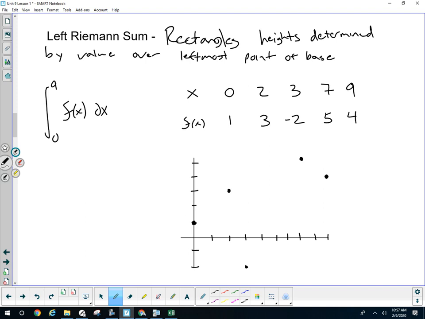Now, we got points at 0, 2, 3, 7, 9. What we're going to do is say, you know what? Our rectangles are going to use those x values as our bases. So my first rectangle is going to have a base from 0 to 2. I like to indicate it on my table, and if I have a graph, I can indicate it on my graph. My first one is from 0 to 2.